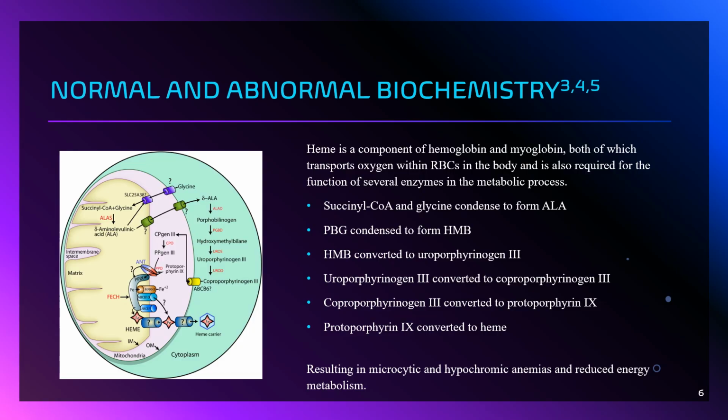Because of the reduction in heme synthesis, microcytic and also hypochromic anemia can develop. This is because many enzymes and proteins, including the P450 cytochrome, which is a part of the mitochondrial electron transport chain, are reduced. Now, because that is reduced specifically, energy metabolism is also affected.